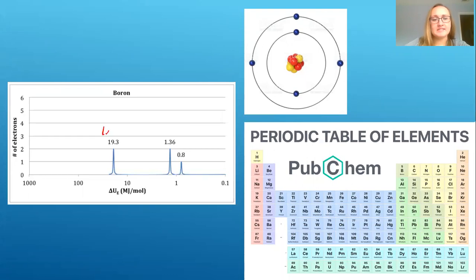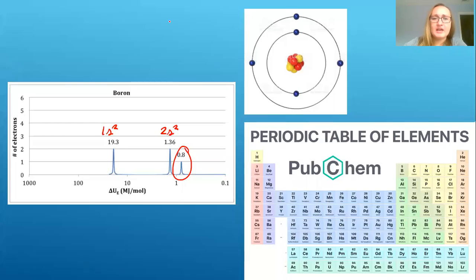Okay, here's my 1s with the 2 electrons. Here's my 2s with 2 electrons. And what the heck is this? I should have, like we said earlier, 2s3, not 1s2, 2s2, whatever this thing is. What the heck? Why is this 1 electron not over here?